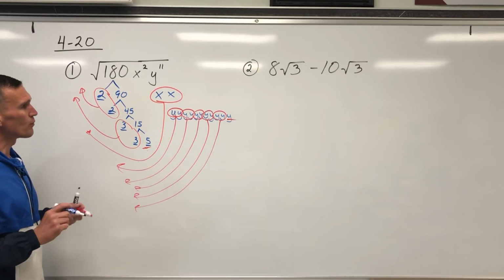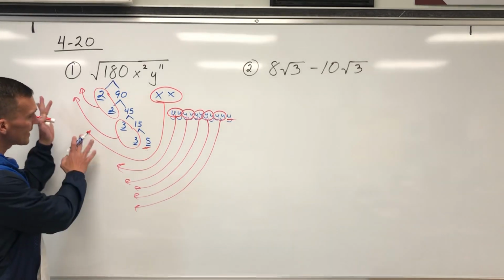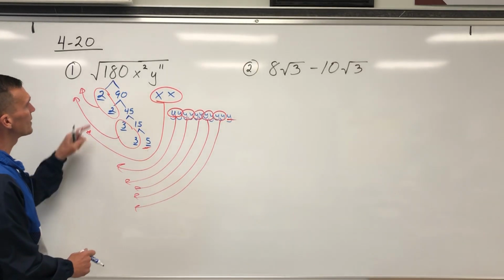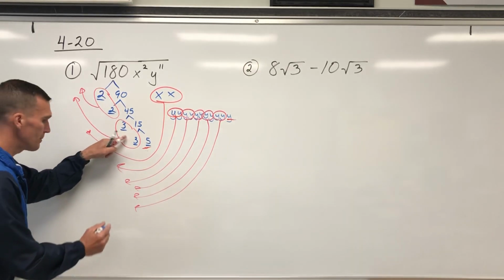All right, so you guys, we are ready to write our answer. On the outside, look at all these arrows. On the outside, we have a 2 times a 3 makes 6.